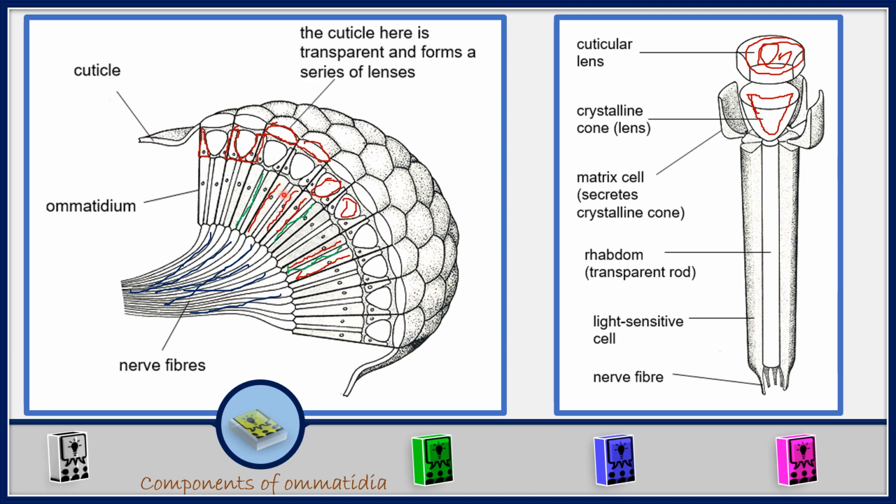Then when you come in the middle, we have what we are referring to as the rhabdome. Rhabdome, it is a transparent rod. Every ommatidium has got a rhabdome. Then outside the rhabdome, we have our light sensitive cells, and they are the ones that end up forming the nerve fibers. So that is the structure of the ommatidium, which is part of the compound eye.